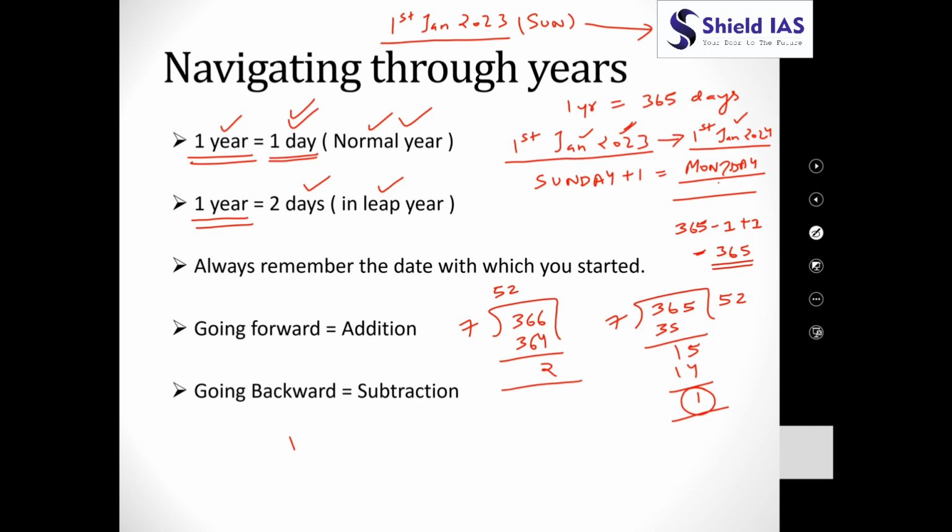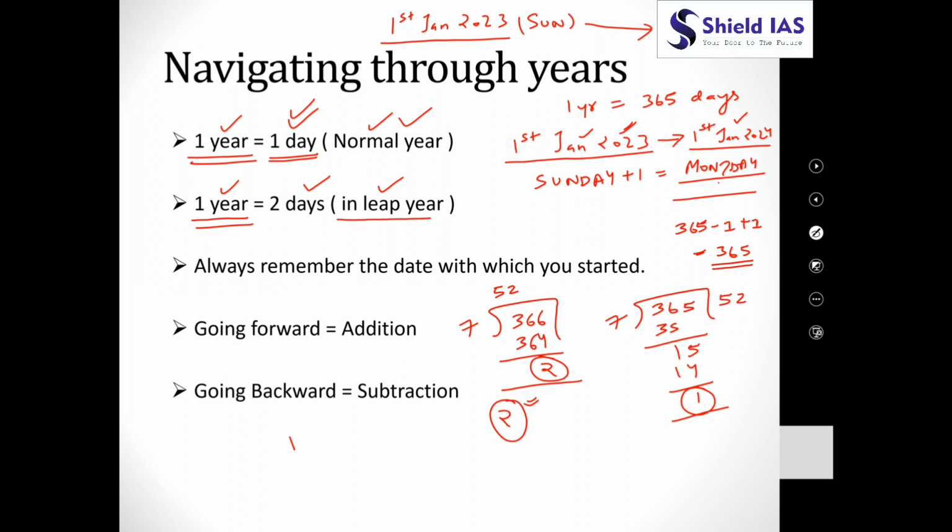The remainder comes out to be 2. Okay, so if the remainder comes out to be 2, then you have to add what? 2 on the day on which you have started in case of leap year, right? So in a leap year, if you are going forward by 1 year, if you are crossing a leap year, yes, then you have to add 2. What 2? 2 days, right? You have to add 2 days in your initial day, right?